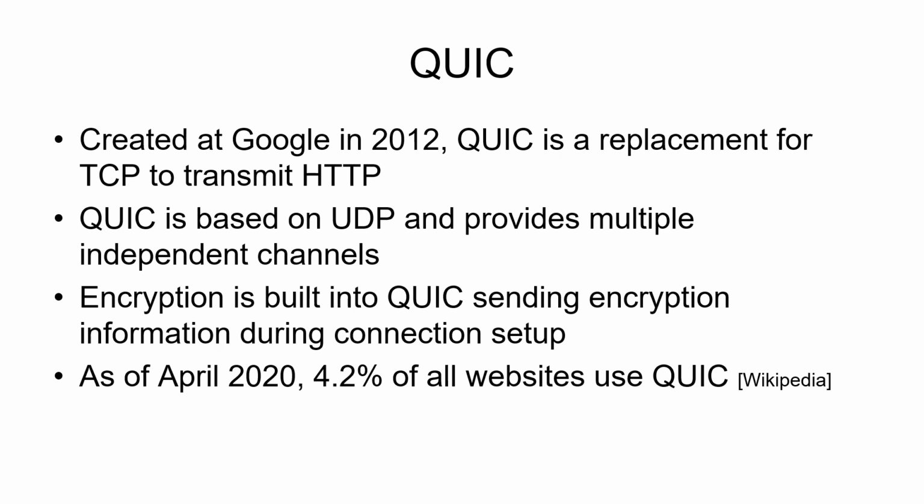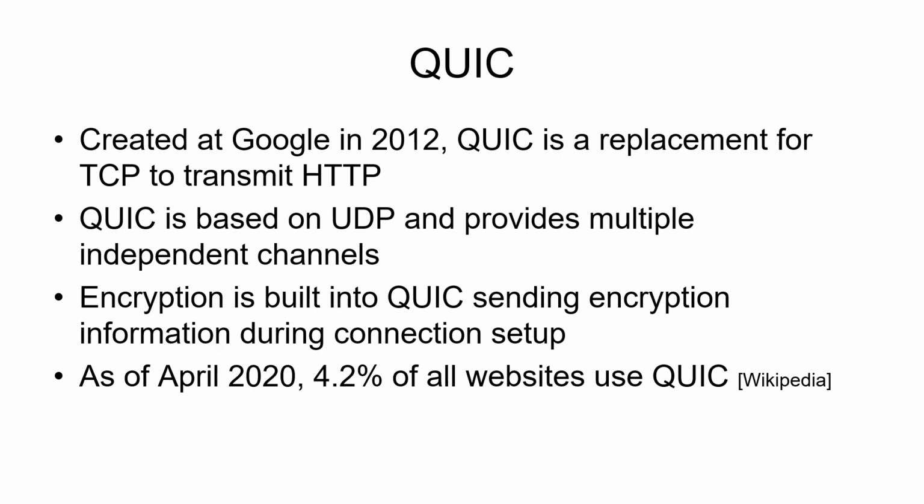The QUIC protocol was created at Google back in 2012, and it's a replacement for TCP when you want to transport web pages over HTTP, which is what Google's business is. QUIC doesn't use TCP as an underlying protocol, it uses UDP instead. UDP is a connectionless protocol, but QUIC is connection-oriented, and using UDP, it can create multiple independent channels. Therefore, if one of the channels gets slowed by a lost packet, the other channels can keep on running at full speed and display all the pictures.